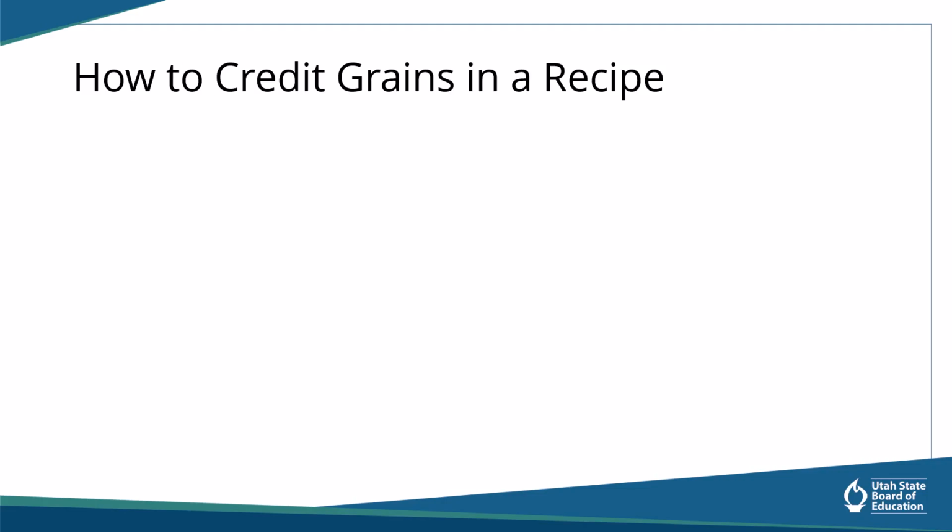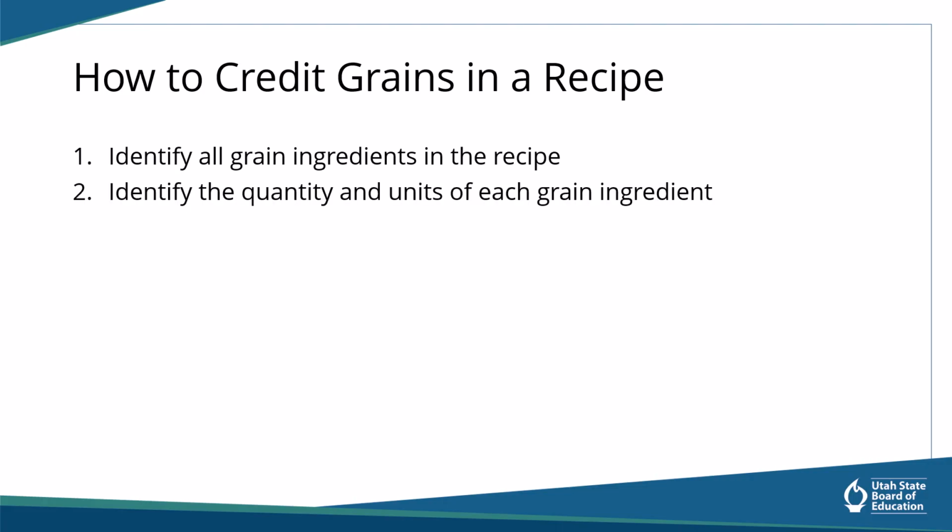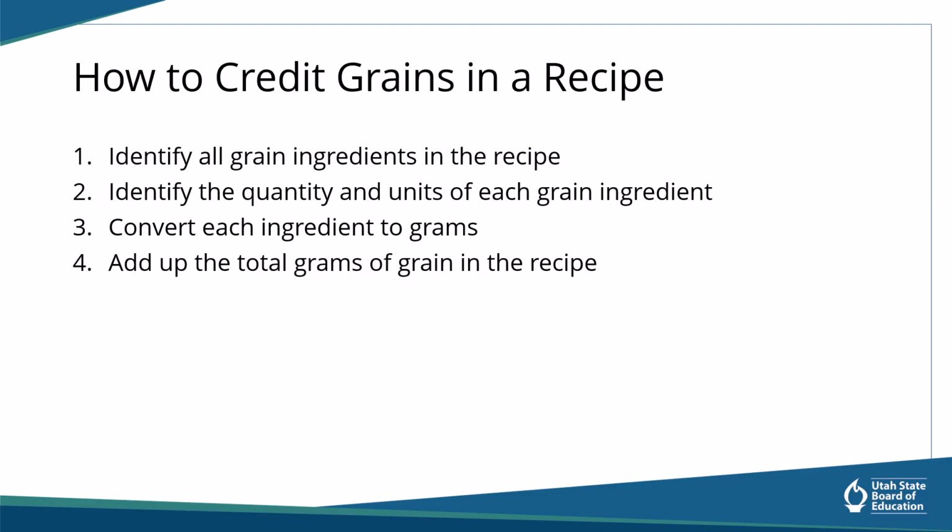To credit grains in a recipe, you must follow these 7 simple steps. You are not able to use Exhibit A to credit grains in a recipe. Step 1, identify all the grain ingredients in the recipe. Step 2, identify the quantity and units of each grain ingredient. Step 3, convert each ingredient to grams. Step 4, add up the total grams of grain in the recipe.